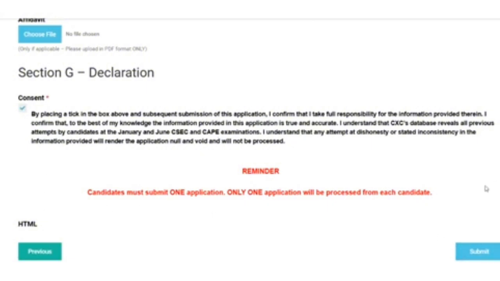I'm not going to press submit because I'm not going to write the exam, but once you press submit, go and check your email, the email that you used to register with in the same online form, to make sure you get the confirmation. The confirmation does not mean that it was processed, it just means that the document was received by the ministry.